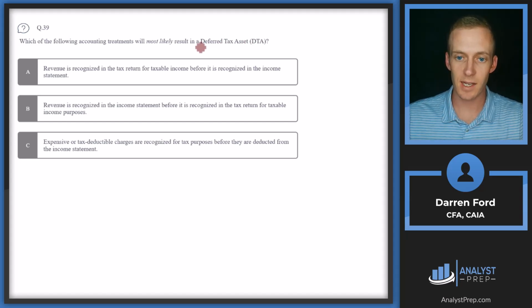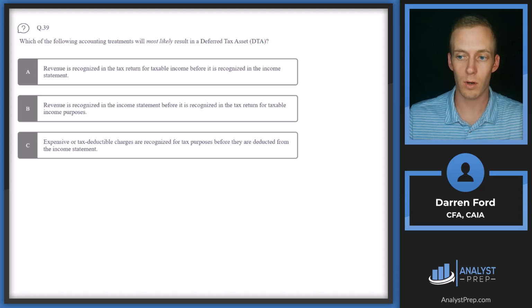So a deferred tax asset is going to occur when essentially we're paying too much tax today, or some type of advance tax, where we're going to be able to use that in the future to pay less tax. So it becomes an asset on our balance sheet because then we're going to be able to offset that against future tax liability. So when we're looking at these answers, we need to understand under which of these scenarios would it be a situation where we're paying more tax today and less in the future based on what happened.